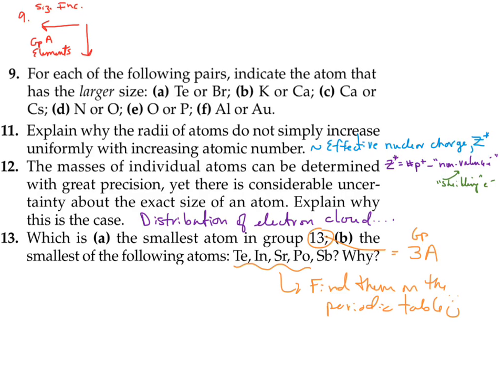Should be the top one, right? And then the second part gives you a list of 5 atoms, and it says, you list them. Which is the smallest, and why is it the smallest? So this is another place where I would find these on the periodic table and circle. Most likely you're going to be able to use the idea that size increases as you go down and increases from right to left. All right.